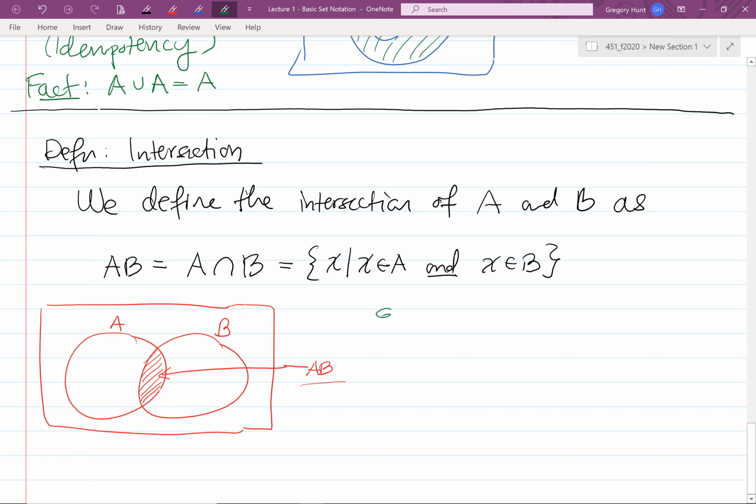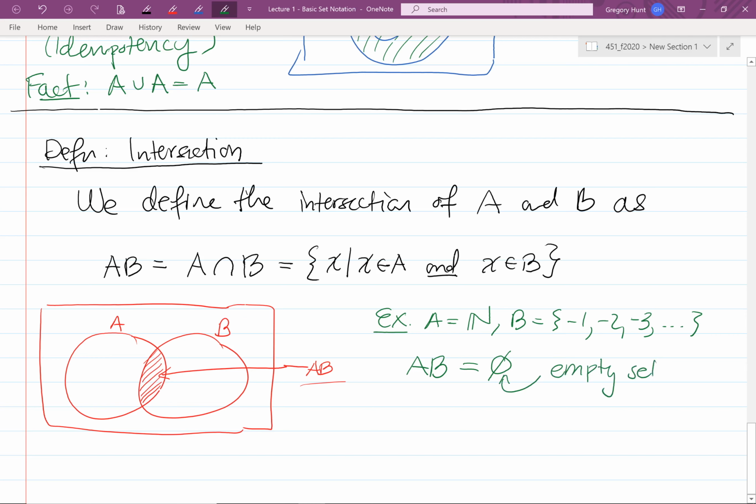So examples of intersection. If we take, again, A to be the natural numbers and B to be the negative integers, -1, -2, -3, etc. If we look at AB, the intersection of A and B is what? Well, of course, they don't share anything, actually. They have no common elements. So their intersection is empty, as we say. Or the intersection is the empty set. So this is called the empty set. This is a very important set in probability. It's the set that has no elements.